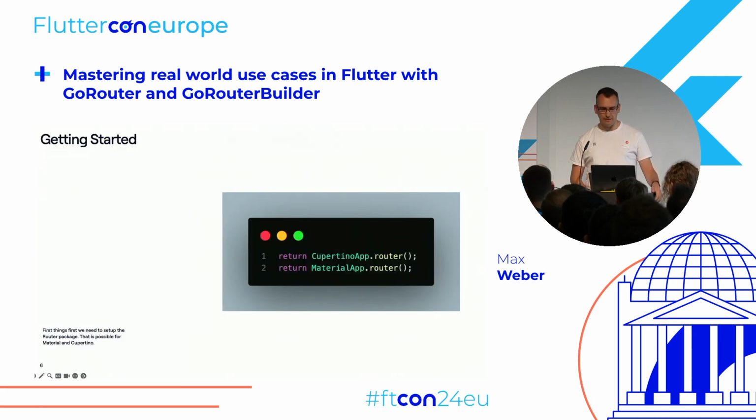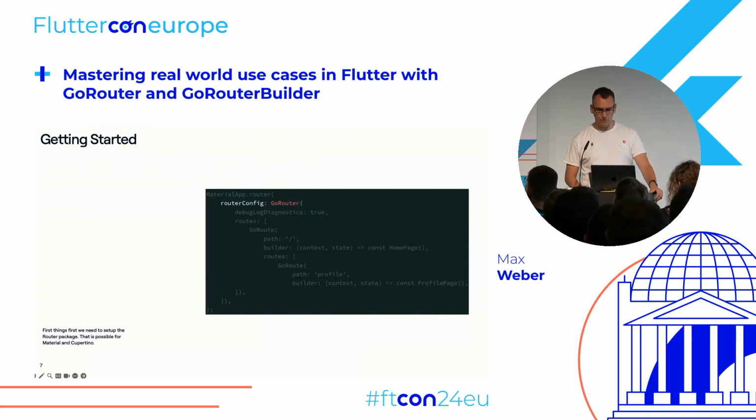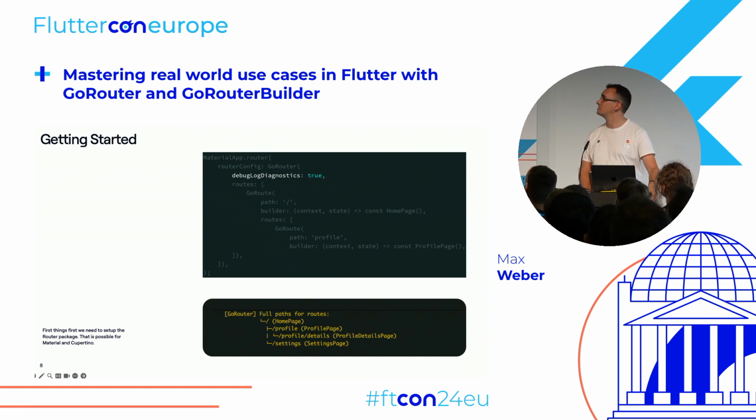So let's get started. The first thing we want to do is we want to initialize the router. Should be fairly simple because Material app and Cupertino app allows us to just execute the router part as soon as we have the GoRouter imported and as a package installed. Inside of that, we will have to configure our stuff. So we have our router config that takes a GoRouter object. Inside of that, we have a lot of different things like the debug log diagnostics. I also added here a short example how it could look like.